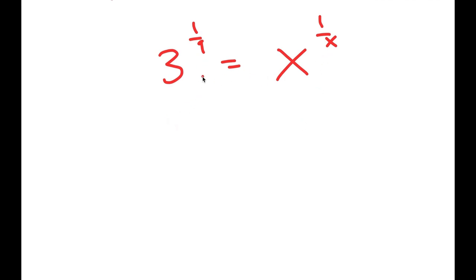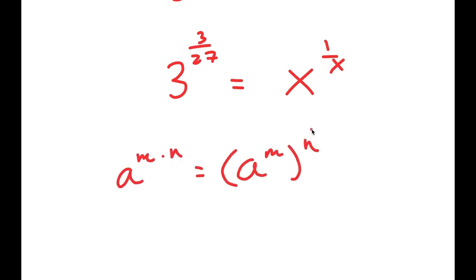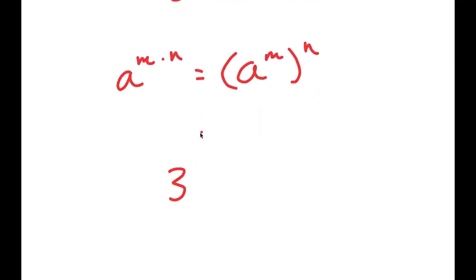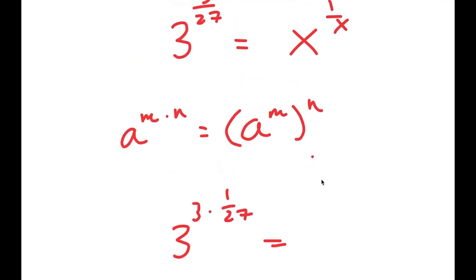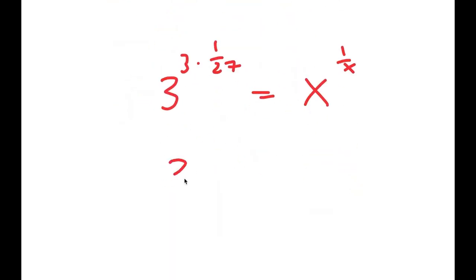Now from here, 1 over 9 is the same thing as 3 over 27. And if I have something, remember, in the form a to the power of m times n, this is equal to a to the power of m to the power of n. So we can rewrite 3 over 27 as 3 to the power of 3 times 1 over 27. And now I'm going to reverse this property and rewrite this as 3 to the power of 3 to the power of 1 over 27.